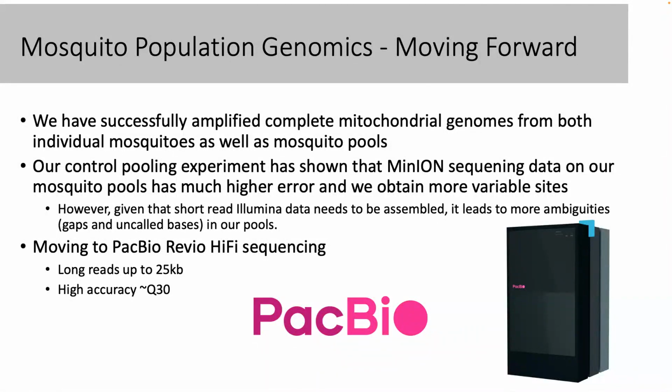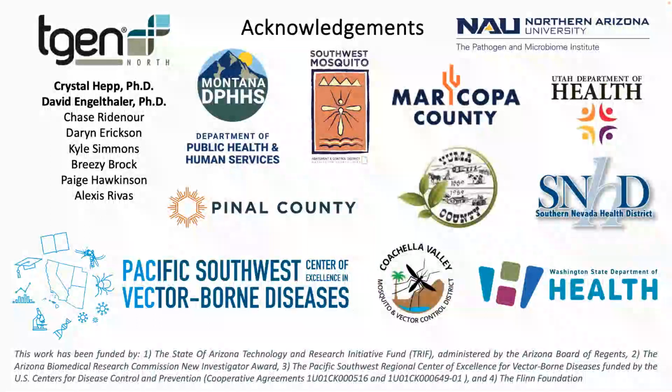So we are moving to a PacBio hi-fi sequencing platform where we can sequence long reads up to 25 kilobases in length, or 25,000 base pairs, with the high accuracy of Illumina sequencing. And so we've actually sequenced our controlled pooling experiment on this platform, and we're currently working through our analysis. And with that, I can take questions.